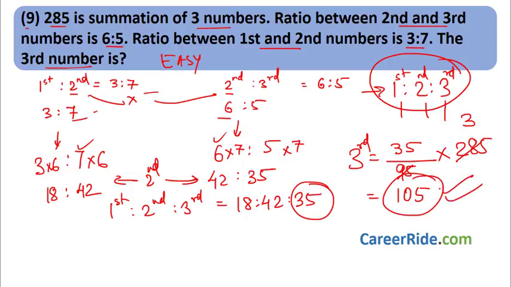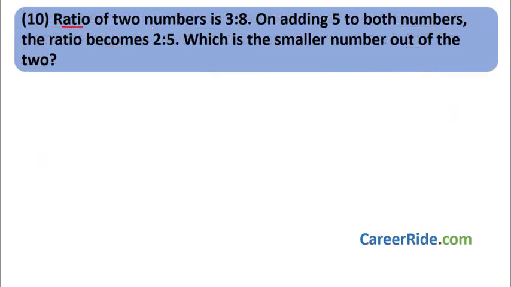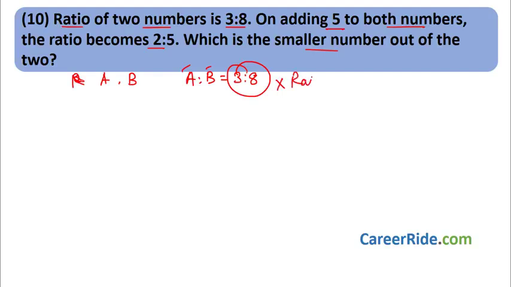Moving to question number 10. The ratio of two numbers is 3:8. On adding 5 to both numbers, the ratio becomes 2:5. Which is the smaller number out of the two? Now, let the two numbers be A and B. The ratio of the two numbers is 3:8, and these are not the actual numbers, this is nothing but the ratio. They say that on adding 5 to both numbers, the ratio becomes 2:5. That means 5 is added to the numbers, it is not added to the ratio, right?